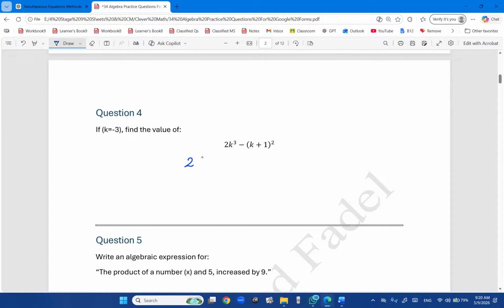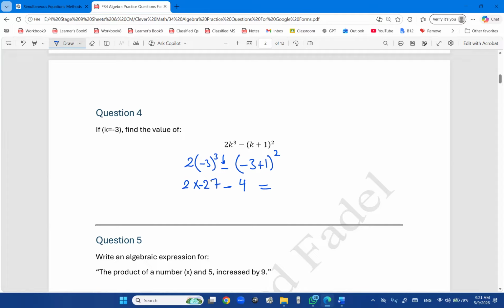Here, the 2, if you multiply it by -3 cubed, then minus k is -3 plus 1 squared. So it is 2 multiplied by -27. -3 cubed is -27, minus, -3 plus 1 is -2. So -2 squared is +4. -2 squared means -2 times -2, which is +4. But the negative outside the brackets remains the same.